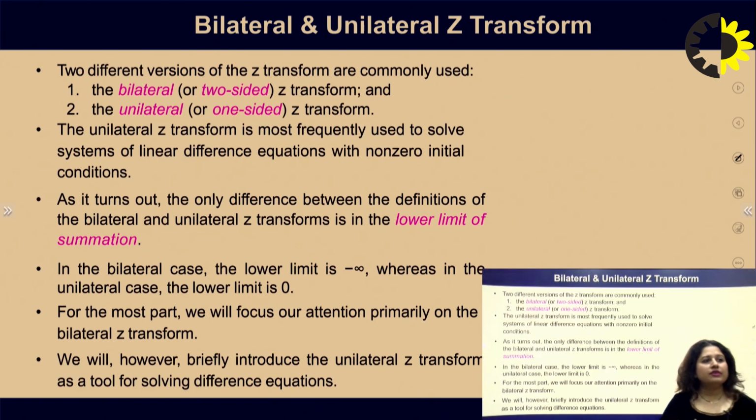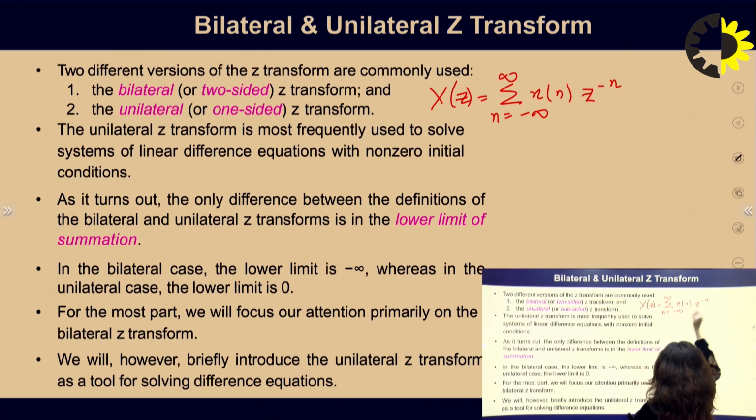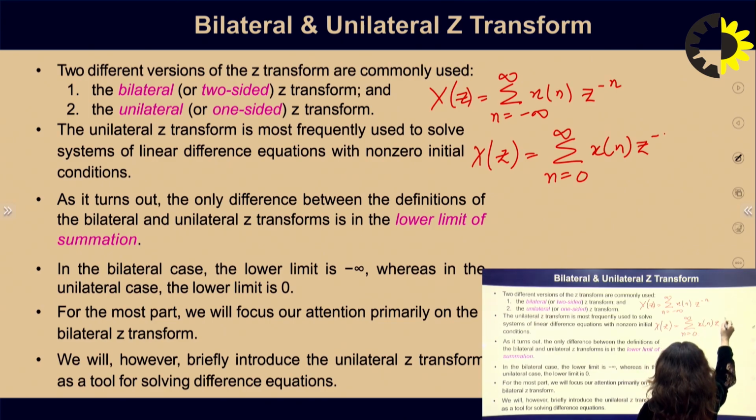So the two different versions of Z transform are commonly used. First one is the bilateral, which is the two-sided Z transform, that is from minus infinity to infinity. So if we write the bilateral Z transform, it will be X(z) equals the sum over n from minus infinity to infinity of x[n] z to the power minus n, because the range is from minus infinity to infinity. If we talk about the unilateral Z transform, then n goes from 0 to infinity of x[n] z to the power minus n. This is for right-sided sequence.